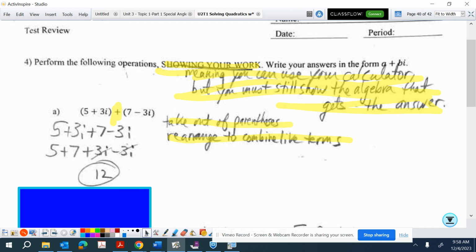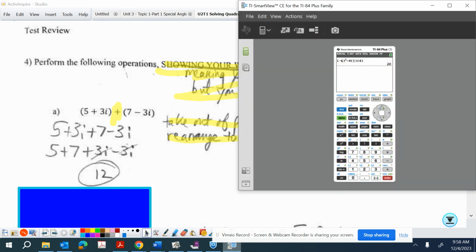Let me show you now how to check in your calculator. So I am going to clear this, and I'm going to make sure my mode is on imaginary. Go down to mode, and go down to where it says real, and because you're doing complex solutions, one more down. Make sure it's on a plus bi. For some reason, it's too small.